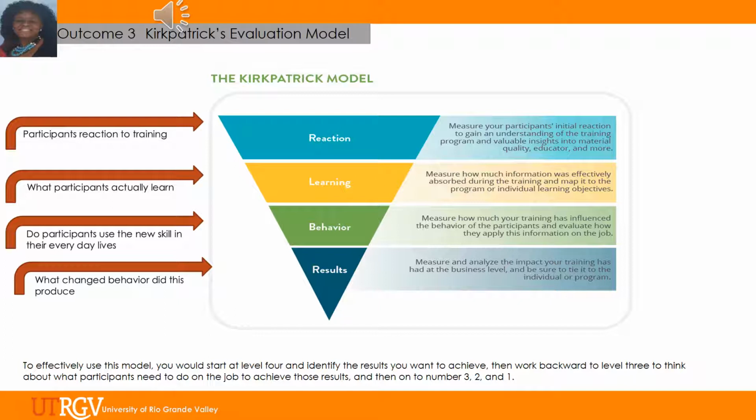Lastly, we're going to just look at the summary and to summarize the 4-level model itself, remembering that our results level targets and analyzes the impacts of the training. Our behavior level measures how much the training has influenced participants. Our learning level determines what participants learn. And finally, our reaction level targets the participants' reaction to the training.